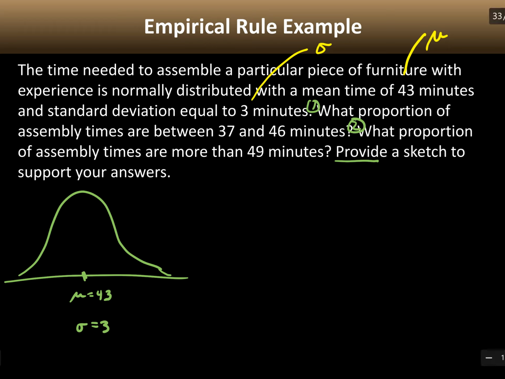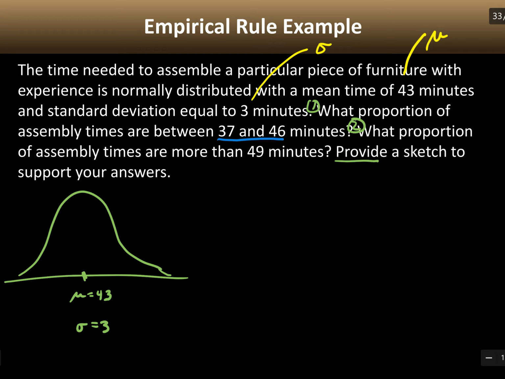Okay, picking up where we left off with our example using the empirical rule for normally distributed data, which has this famous bell-shaped curve. So we're trying to find the area under the curve, and the empirical rule helps us with that, with the mu plus or minus how many, 1, 2, or 3 standard deviations. So we're looking at question 1. What proportion of assembly times are between 37 and 46 minutes?